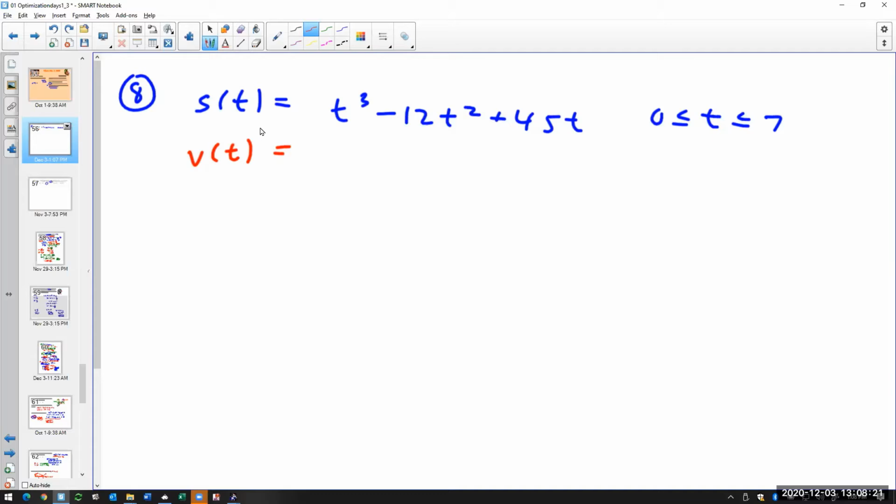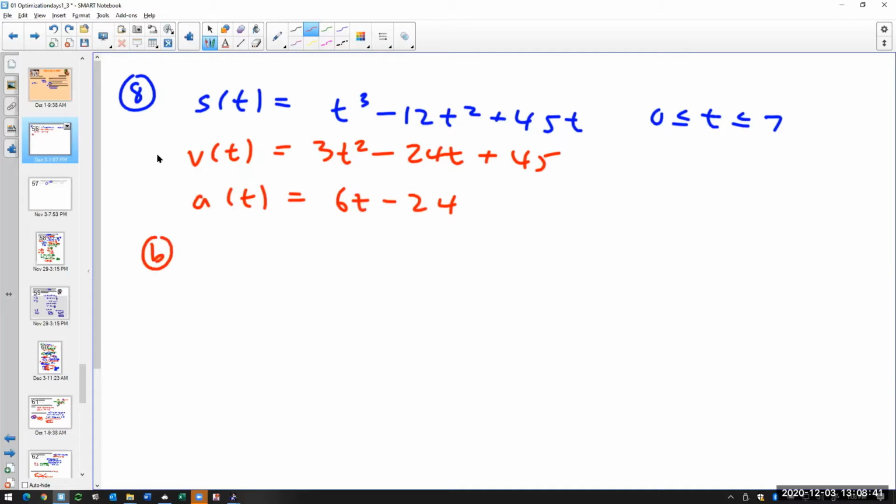Okay, so position function right there. The velocity function is 3t squared minus 24t plus 45, right? And the acceleration, I know I'm not asked for it, but I think I'm going to use it anyway. So go ahead and find the acceleration. All right, so we've done part A. Let's go ahead and do part B.